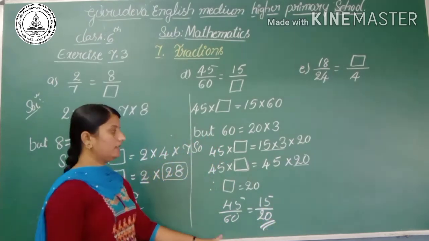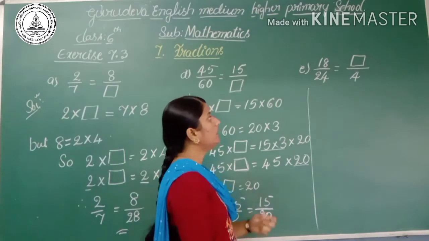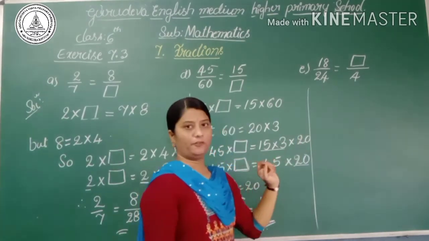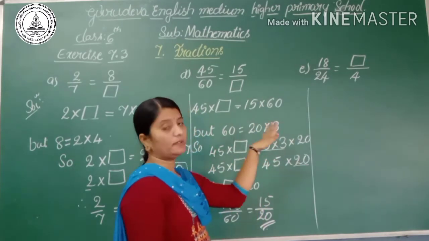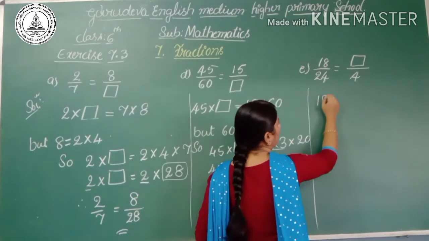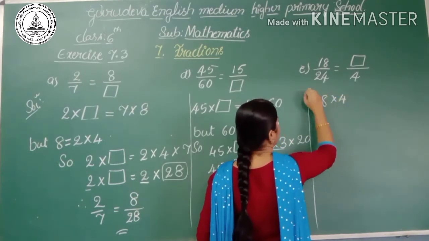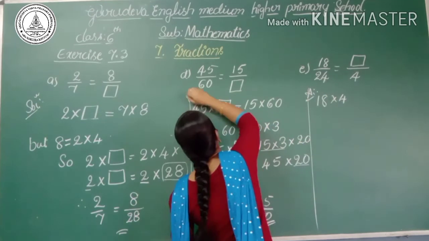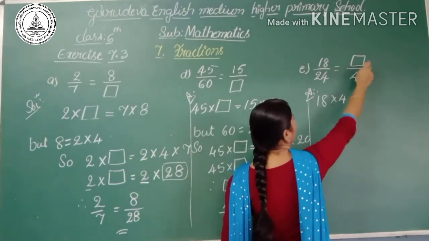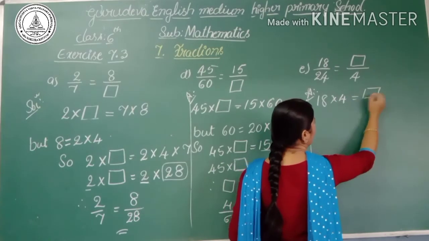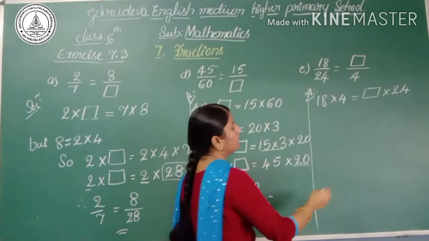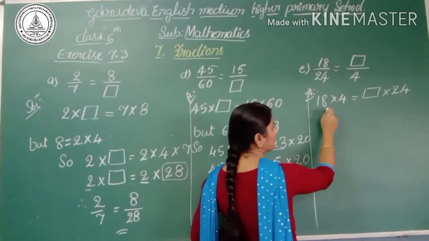Okay, is it clear? See here, 18 by 24 equals box divided by 4. We have to do it the same way. First I will take 18 into 4 as the answer. 18 into 4 equals 24 into box, or box into 24. Then let's see how we can rewrite this 18.